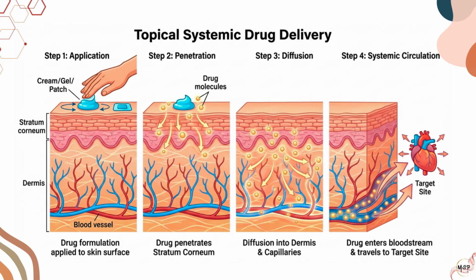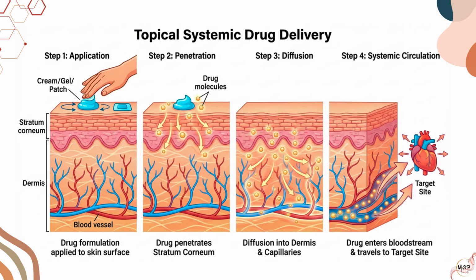Step 2. The drug begins to penetrate the stratum corneum, which is the tough outermost layer of the skin. Step 3. It then diffuses deeper into the dermis, where blood vessels are located. Step 4. From there, the drug enters the systemic circulation, traveling through the bloodstream to reach its target site in the body.